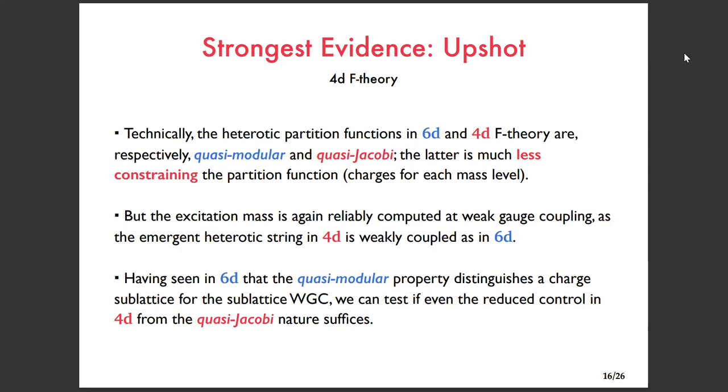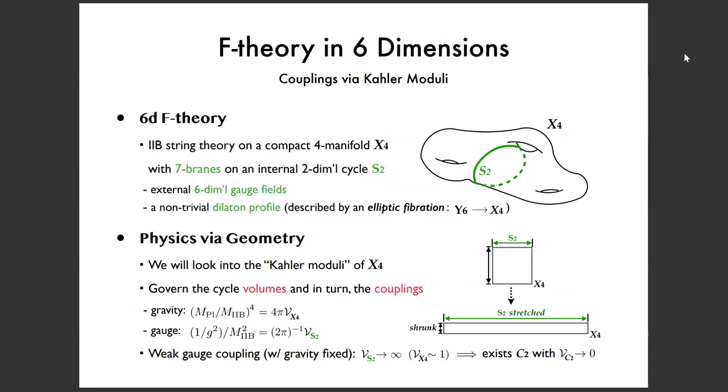So having seen in 6D that the quasi-modular property of the partition function validates the sublattice weak gravity conjecture, we can try to test if even this reduced control in 4D suffices. And what we've confirmed is that indeed it suffices. So the way things work in 4D F theory is really essentially the same as in 6D. This is how the internal geometry of X4 determined the 6D EFT. And in much the same way, the internal geometry of X6 determines the four-dimensional EFT of F theory. So we just need to adjust various cycle dimensions, but essentially it's the same.